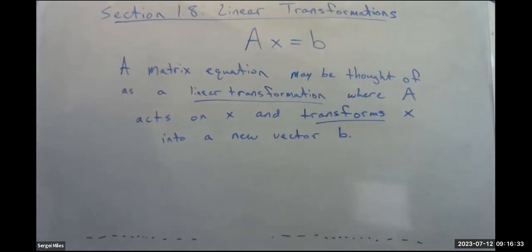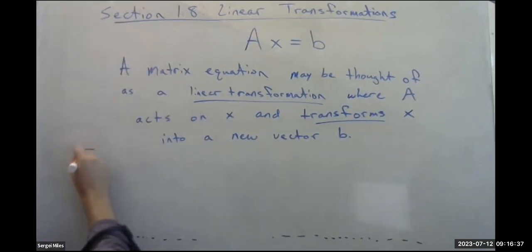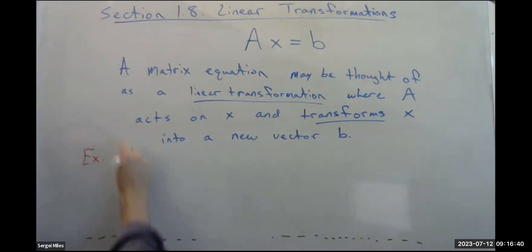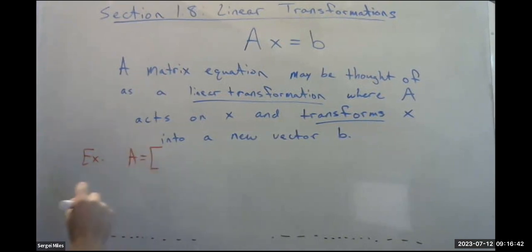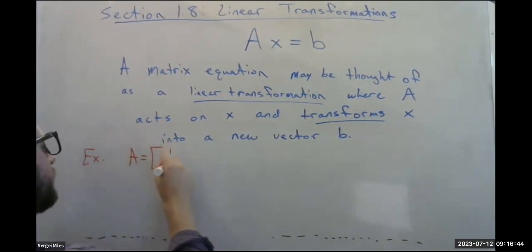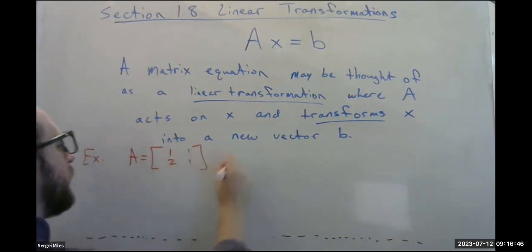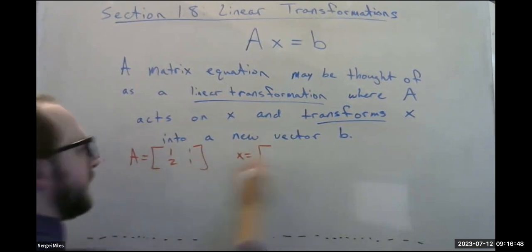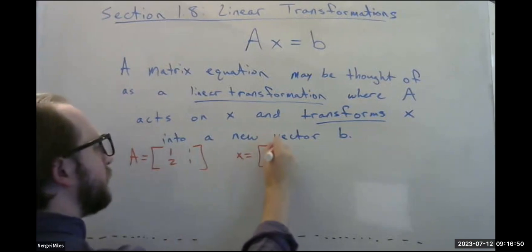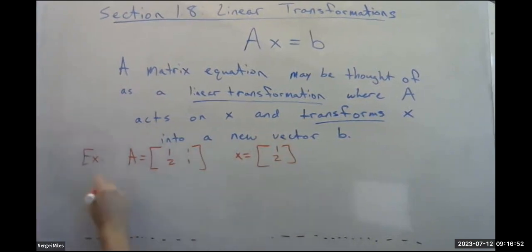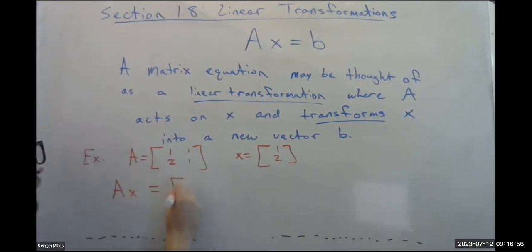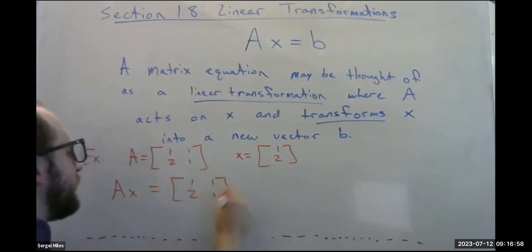We can see some simple examples, such as in this case. Let's suppose A is the matrix 1, 2, 1, 1. And let's say x is the vector 1, 2. Okay, well, what is A times x? How does it transform x? Then I need to do this multiplication.